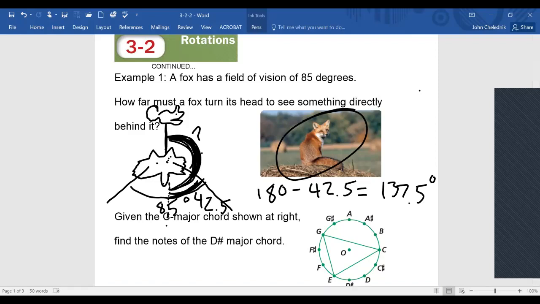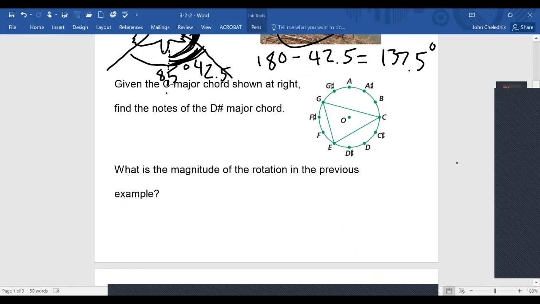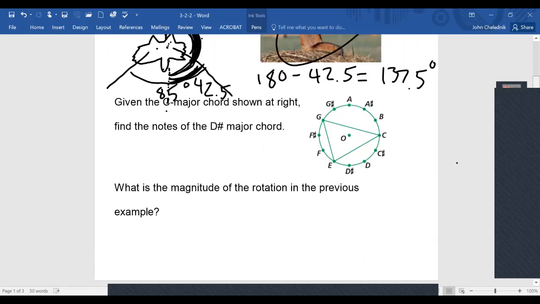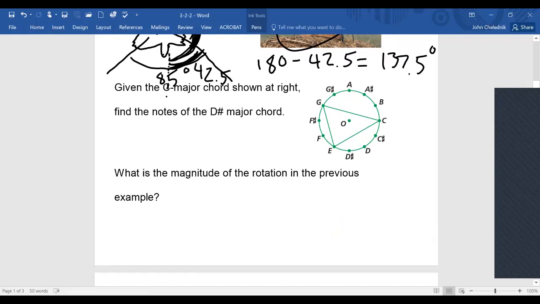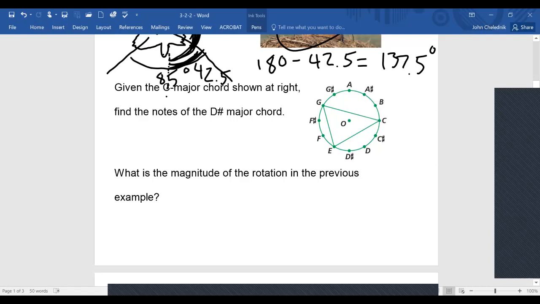Okay, now our lesson takes somewhat of a musical twist, okay? It says, given the C major chord at right, find the notes of the D sharp major chord. Okay, well, there's all the notes, and it's showing the notes of the C major chord as C, E, and G. It says, what is the magnitude? Oh, let's not do that one yet. Let's actually find the notes first. Well, since this is the C chord, and it wants us to show the D sharp major chord, we're going to have to take this dot and rotate it around the circle 1, 2, 3 hops.